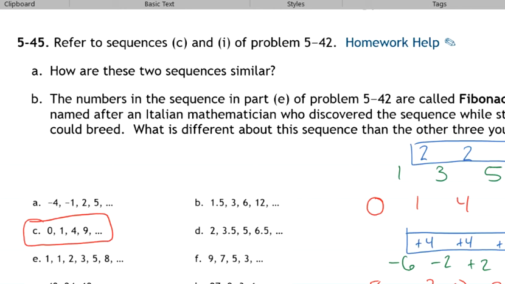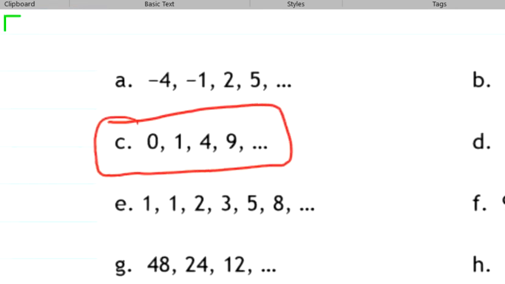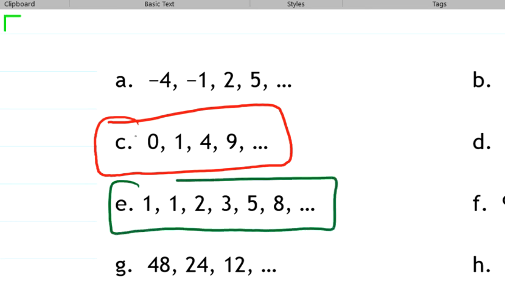The last thing that they point out here is the number sequence in part E of problem 42 is called the Fibonacci numbers. They are named after the Italian mathematician who discovered the sequence while studying how fast rabbits could breed. Interesting, going back to the very beginning of this chapter. What is different about this sequence from the other ones that you discovered? Well, I think almost all of you, when you looked at this sequence in class today, were very much perplexed by what's happening here.